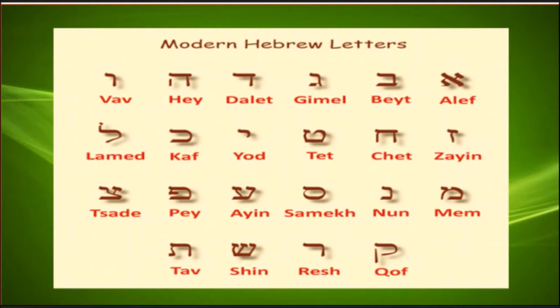Aleph, Beit, Gimmel, Dalet, Hey, Vav, Zayin, Chet, Yod, Kaf, Lamed, Mem, Nun, Samekh, and we're up to Ayin. And that's where we're going to start today.